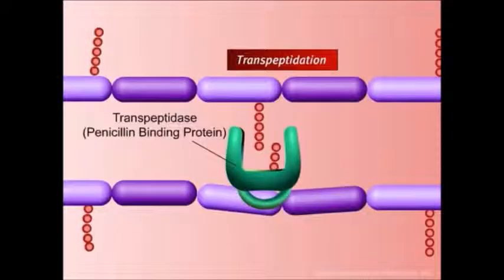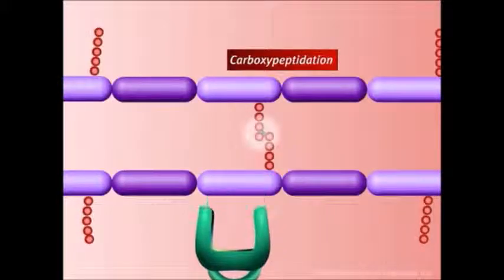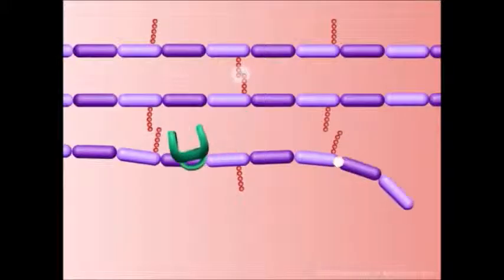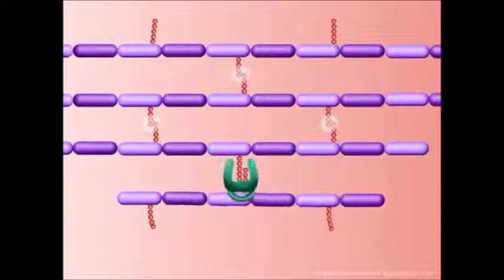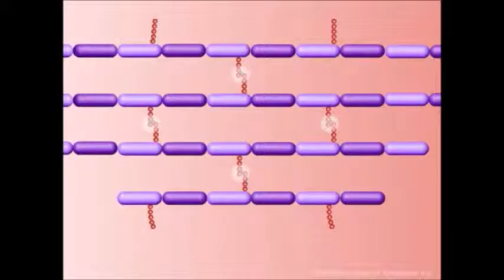Two major enzymes are involved in cross-linking: transpeptidase and D-alanine carboxypeptidase. These enzymes are also known as penicillin-binding proteins because of their ability to bind to penicillins. Eventually, several layers of peptidoglycan are formed, all of which are cross-linked to create the cell wall.